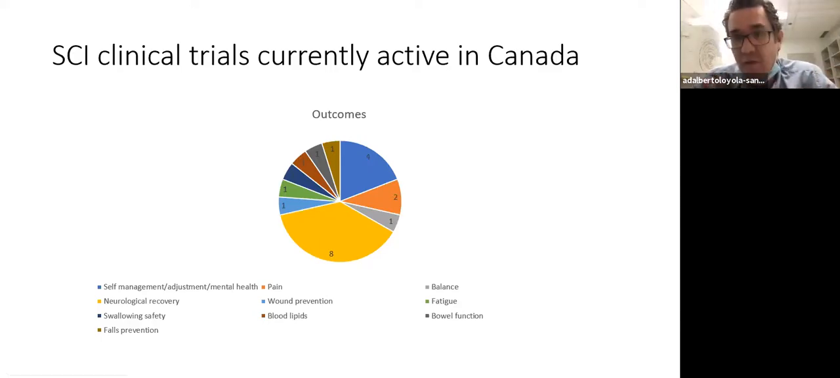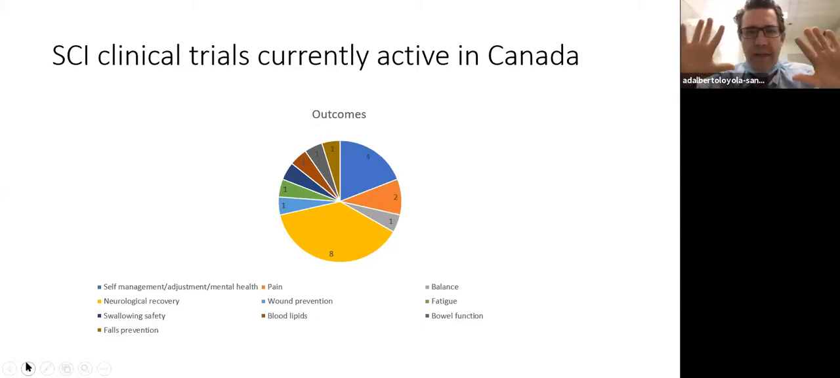Sorry, mental health outcomes. So how do you feel and how do you manage your illness? And the third one, which has 2 trials, is pain. So 2 trials are specific about pain management. And again, the rest of the outcomes, balance, fatigue, bowel function, blood lipids, falls prevention, are just 1 trial each. So this is just a way to explore the lay of the land in a brief way, right? Of what is going on in terms of clinical trials for interventions in Canada, right?